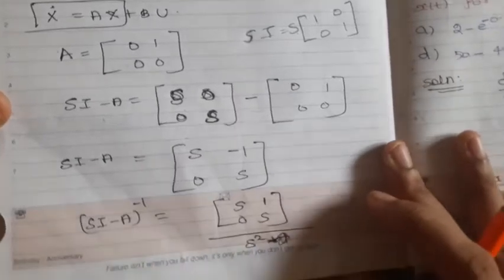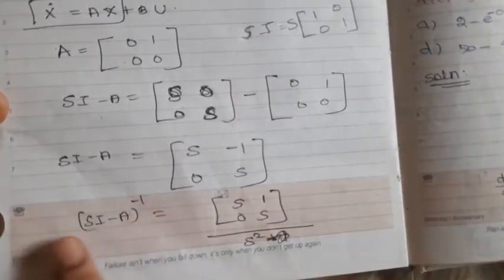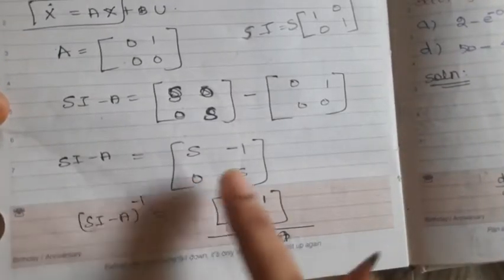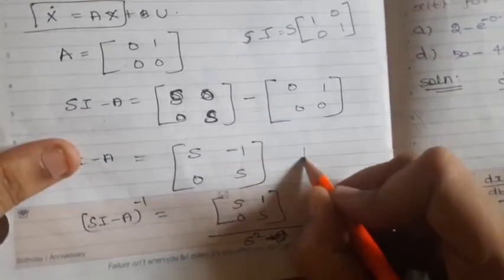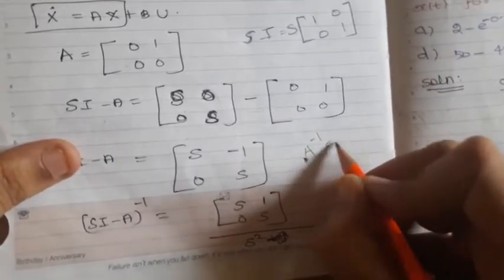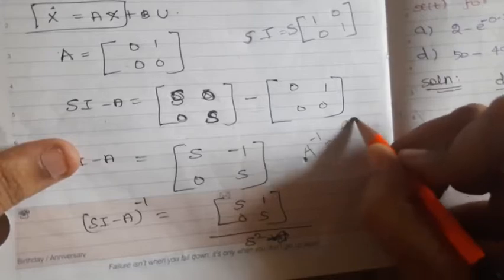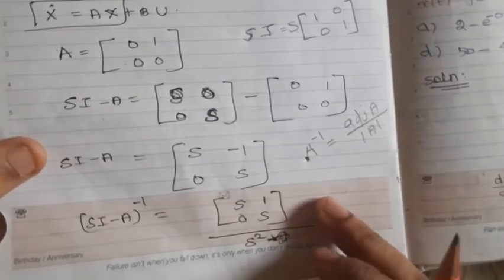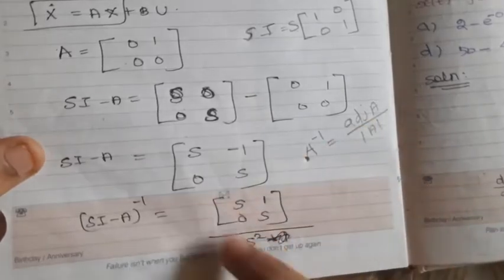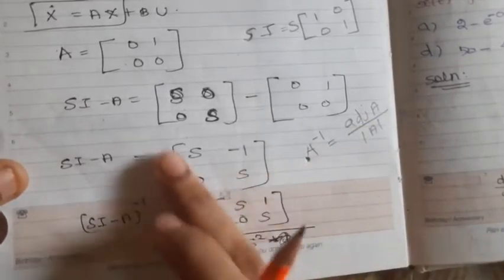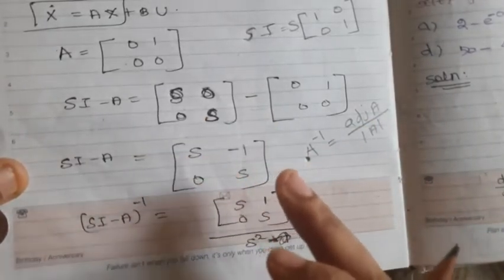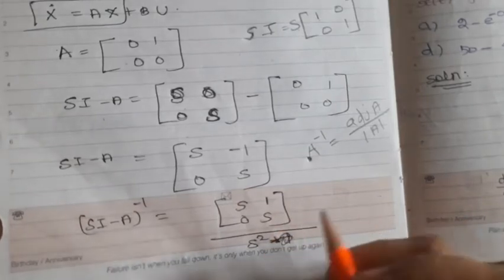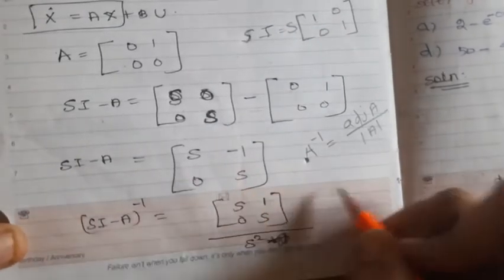So now we are going to find out (sI minus A) the whole inverse of this matrix. In general, what is the formula to find out the inverse of the given matrix? Adjoint of A divided by the determinant of A. For a 2 cross 2 matrix, we have a shortcut for the adjoint of A.